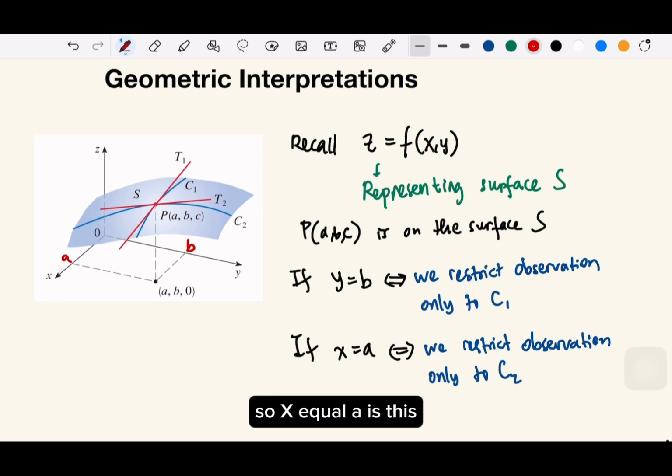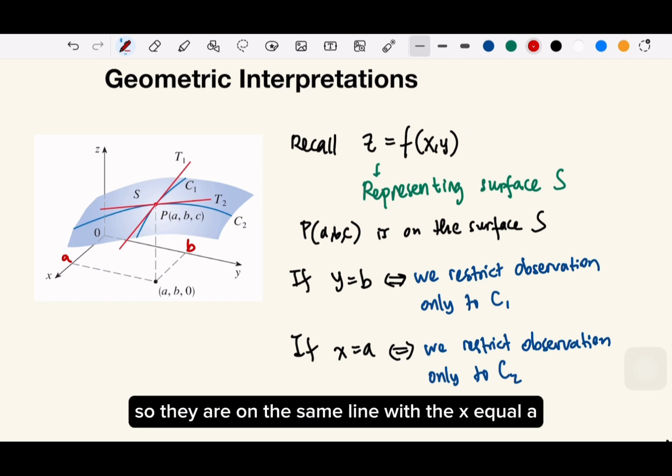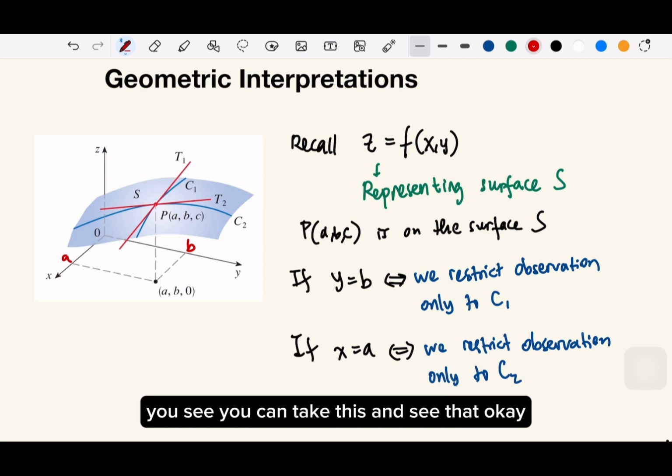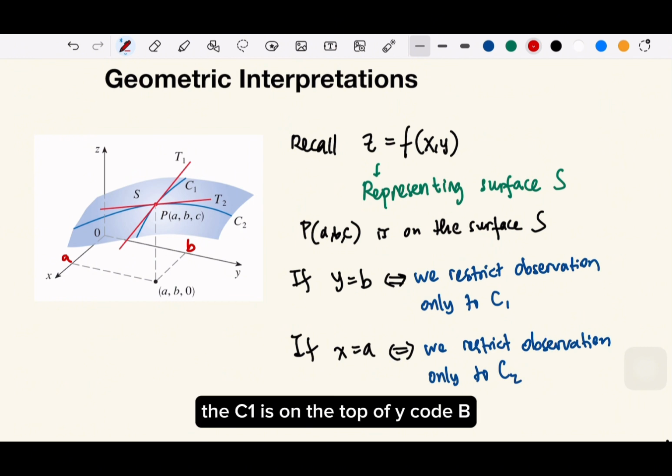So x equal a is this, y equal b is this. Okay. So the C1 and C2, they are parallel when you see on the top. Okay, so they are on the same line with the x equal a or y equal b. Okay, for that one, you can take this and see that C1 is on the top of y equal b, C2 is on the top of x equal a. Okay.